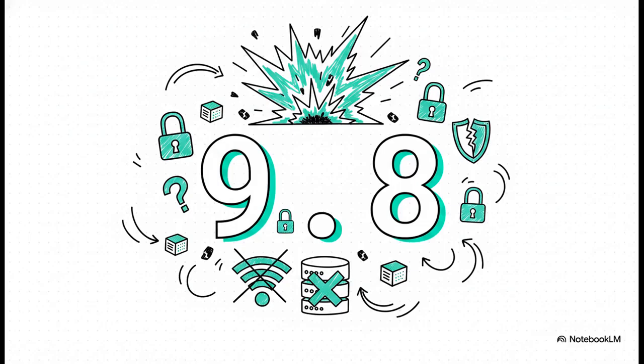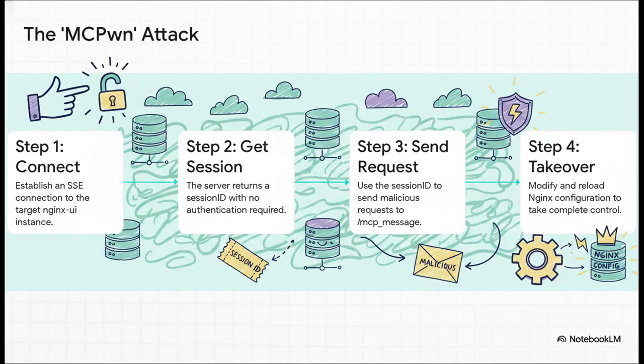In simple terms, the attacker can read everything, they can change anything, and they can burn the whole thing to the ground. The attack itself has been nicknamed MCPwn, and honestly, it's just dangerously simple. There are no complex exploits here. It's a four-step process that requires zero authentication.